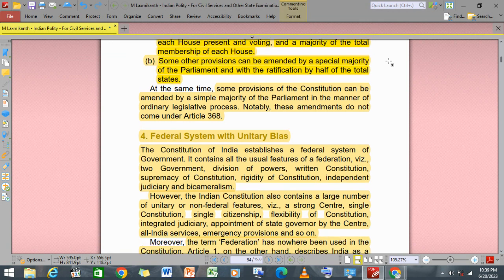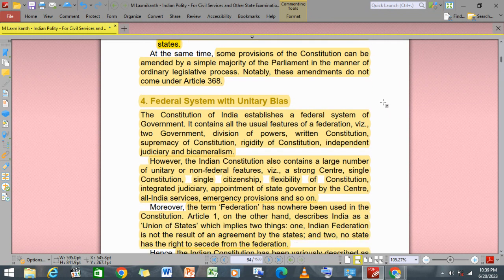That means if some things need amendment, they can be amended like ordinary laws as well. Some provisions of the Constitution can be amended by a simple majority of Parliament in the manner of ordinary legal provisions. Notably, these amendments do not come under Article 368, because it gives the special power to Parliament to change the Constitution, but not the basic structure of the Constitution.